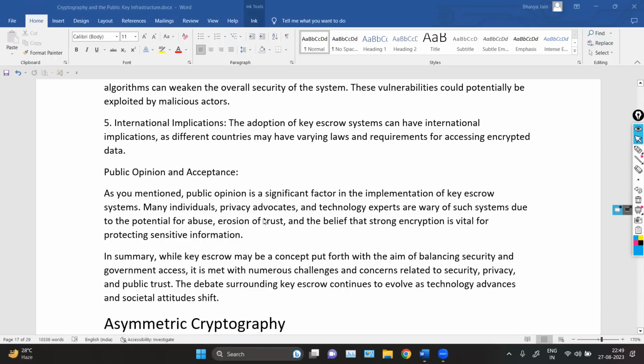So, international implications. The adoption of key escrow systems can have international implications, as different countries may have varying laws and requirements for accessing encrypted data. So you can also face this challenge.